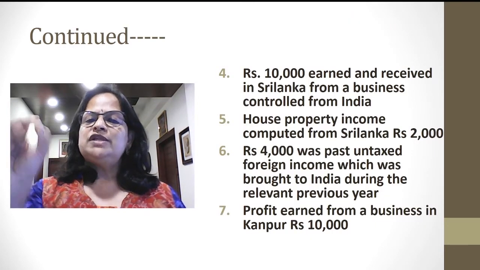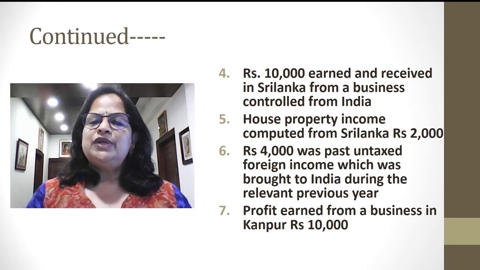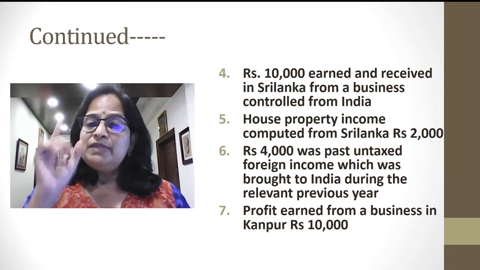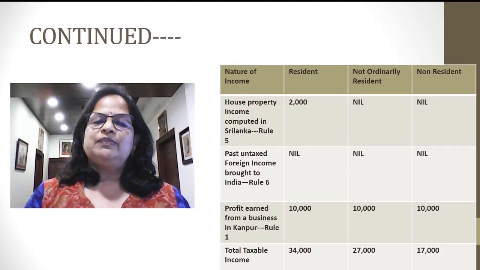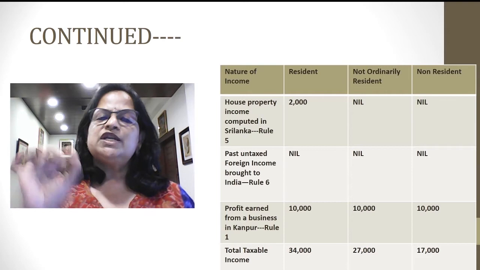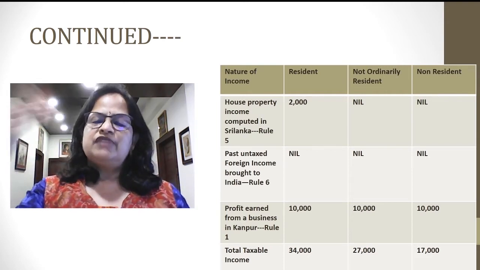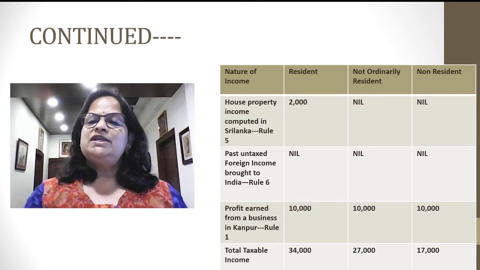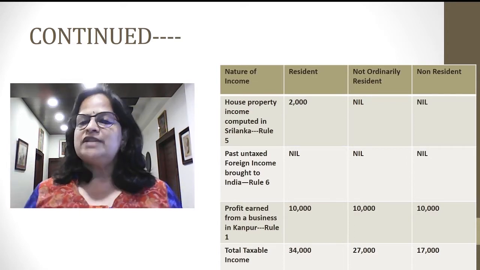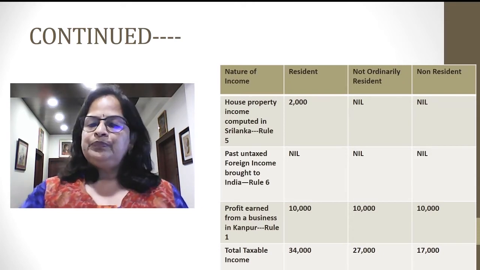Now, the next point I told you while explaining itself, rupees 4,000 was past untaxed foreign income which was brought to India during the relevant previous year. Rule number 6. I told you all the examinations we will include this point. So you are writing past untaxed foreign income. I gave you the example. Your parents are working in a Gulf country. Now they lost the job. They are coming to India. What about all their savings? They are bringing it to India. It is not taxable in all the cases. Not taxable. We are writing nil.